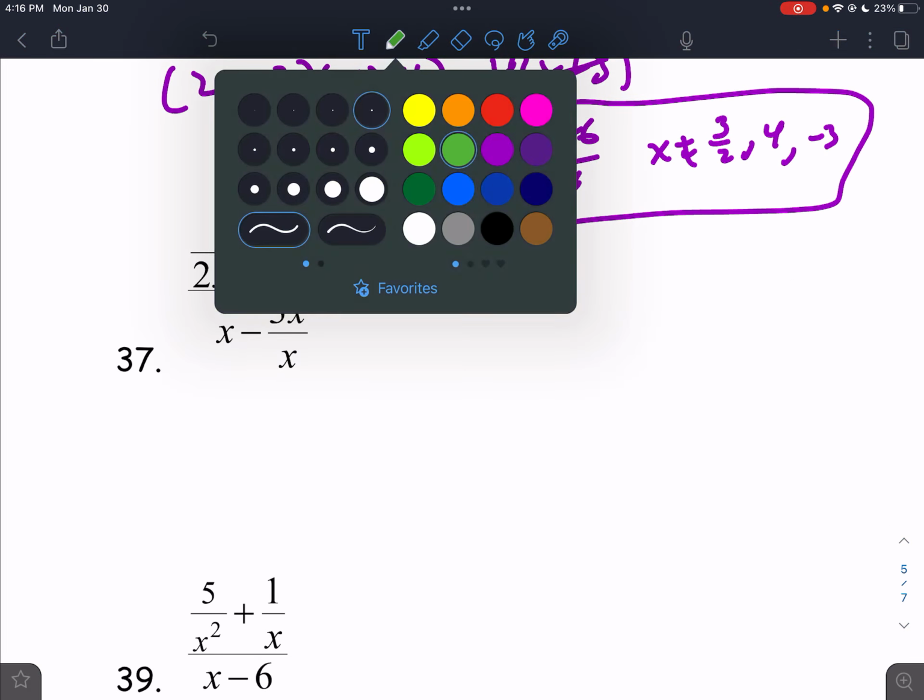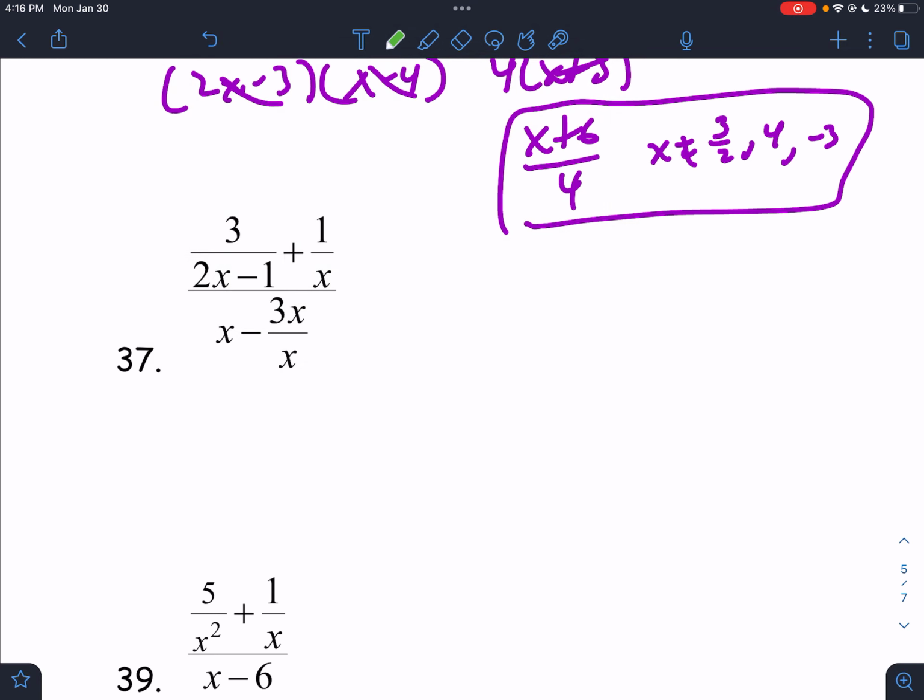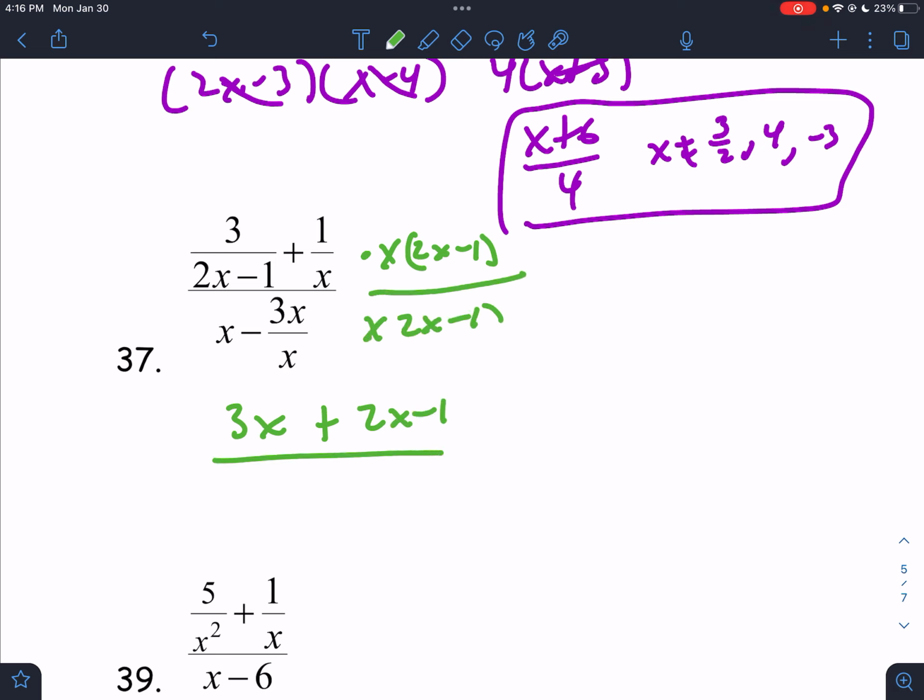Okay, oh, we got a mess here. Multiply by x times (2x minus 1). The 2x minus 1's cancel out. That would leave me with 3x. The x's cancel out. That would leave me with 2x minus 1. On bottom, same thing. X times (2x minus 1). I'm going to multiply the bottom. That would give me x squared. Actually, what would this be real quick? That would be 2x squared minus x.